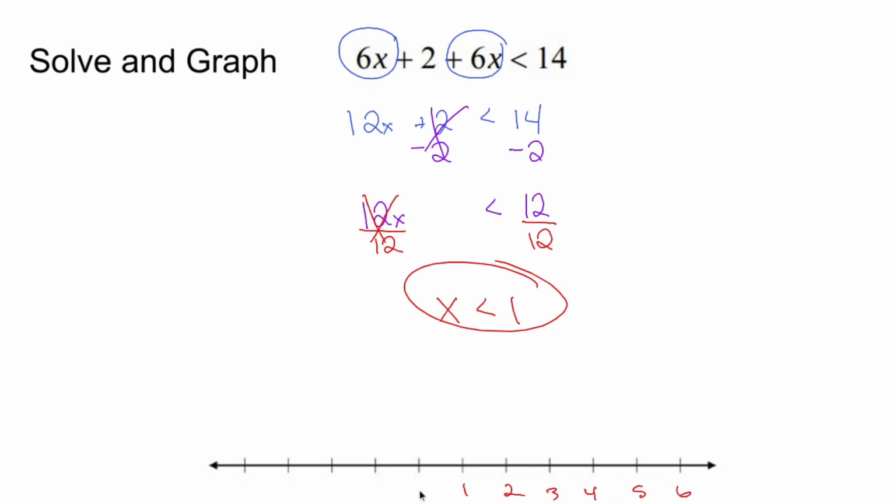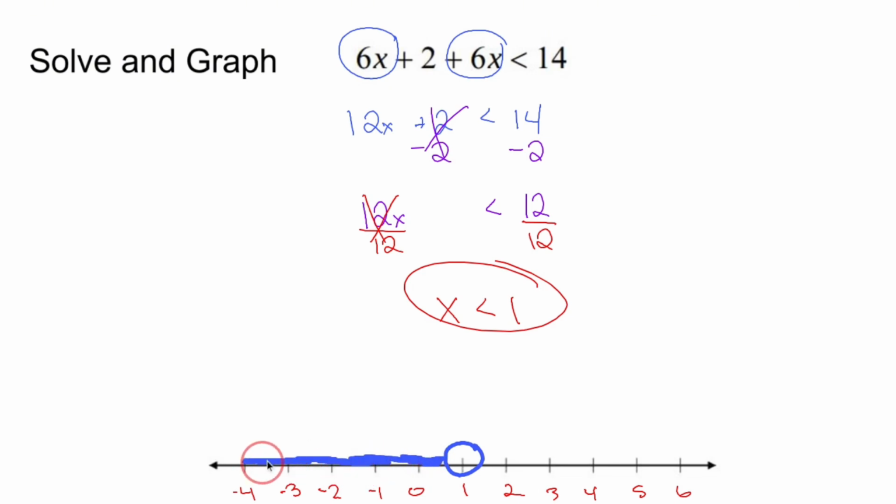When you're making yourself a number line, all you really have to worry about is the number that matters, like 1. Since x is less than 1, I'm going to put a circle at 1 and not fill it in because we're not allowed to include 1. Since x is everything smaller than 1, I'm going to shade everything to the left of 1.